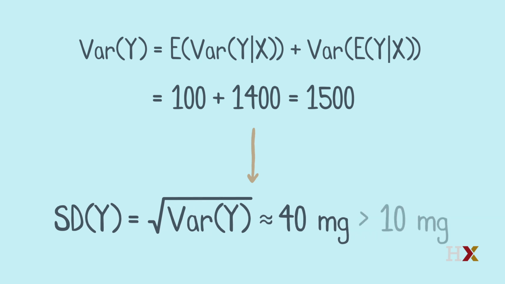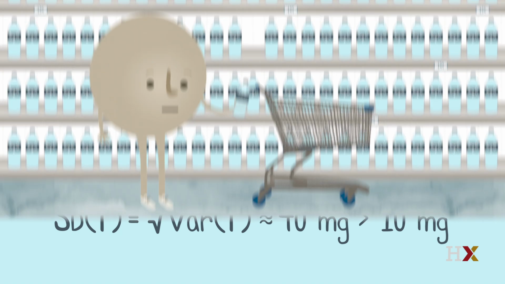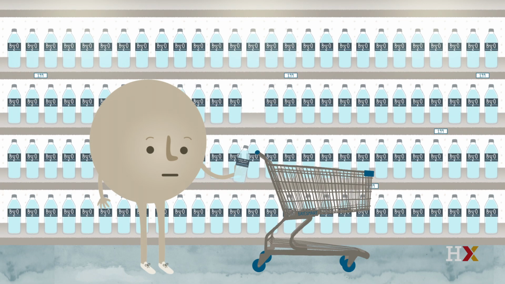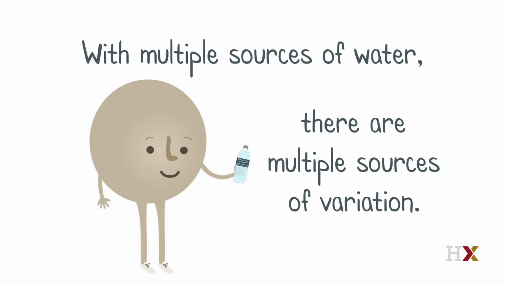This is much higher than 10 milligrams. Just using the average of the three separate variances ignores the second term in Eve's law. Jimmy is right to be skeptical and to seek more refined data. With multiple sources of water, there are multiple sources of variation.